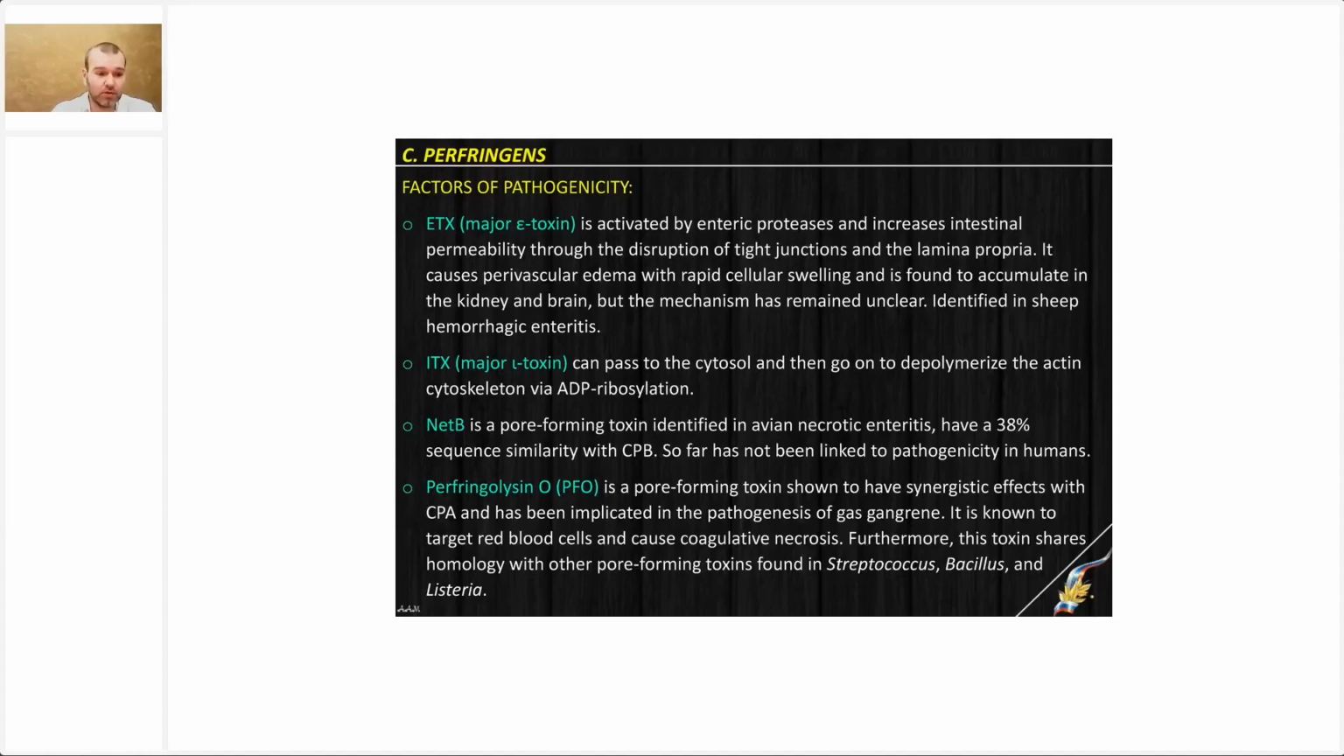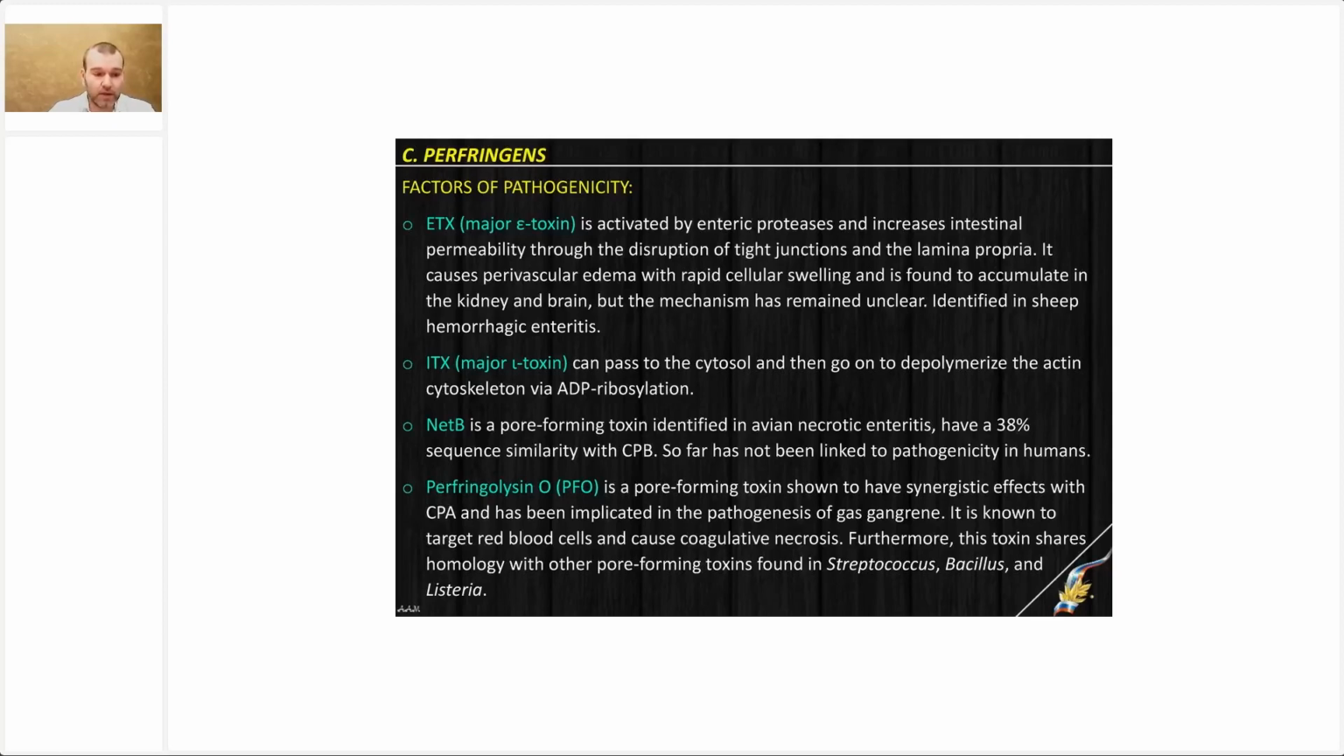And the last major toxin is iota toxin, or ITX. It is a binary toxin, consists of two subunits. The structure is very similar to common biological toxins. A active subunit, B binding subunit. It can affect by a complex mechanism the cytoskeleton of cells and lead to depolymerization of it.